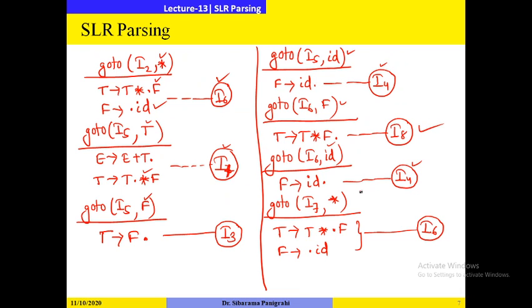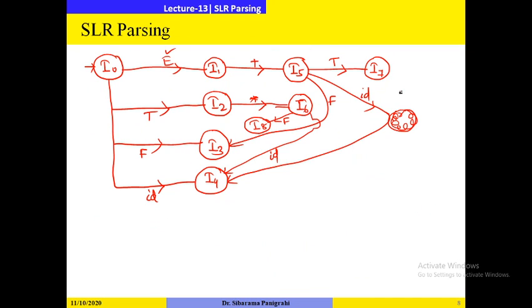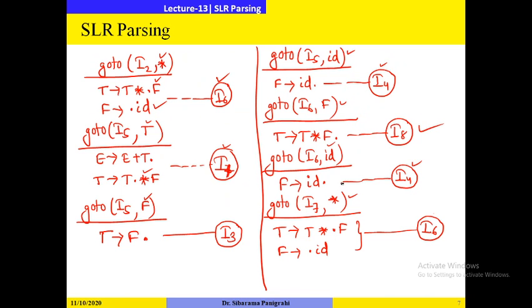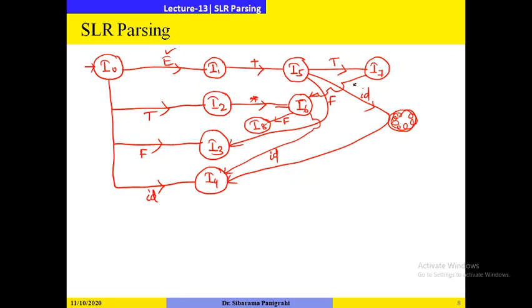Okay. Next, I7 by taking star as input moves to I6. So these are the jumps I am doing. So now you see I have drawn the DFA for this one.